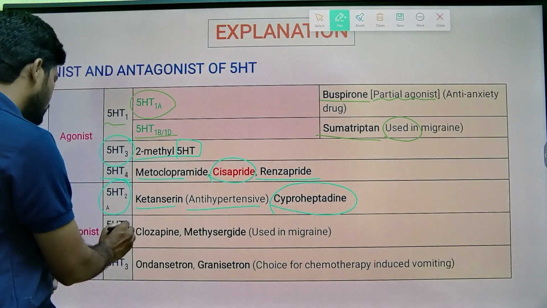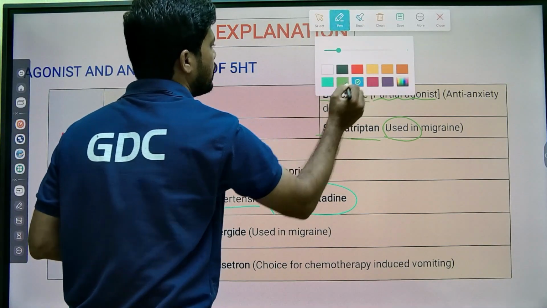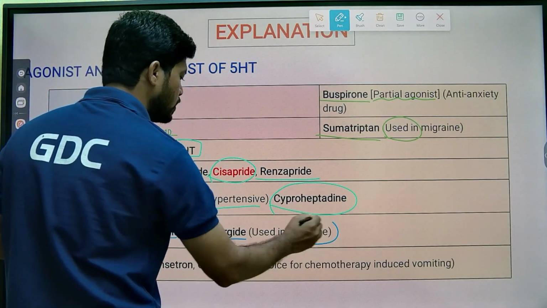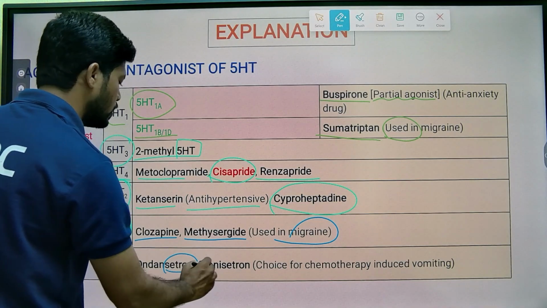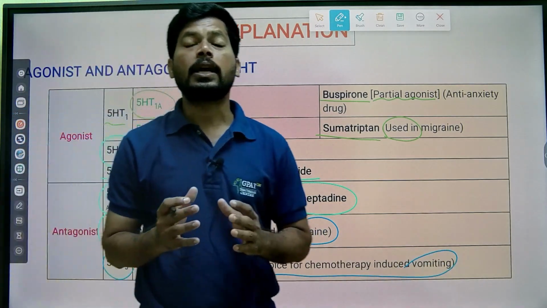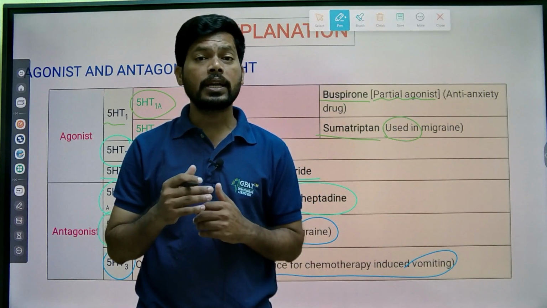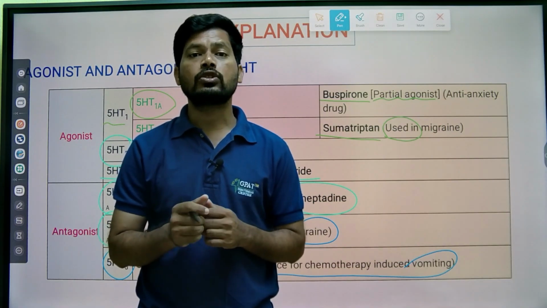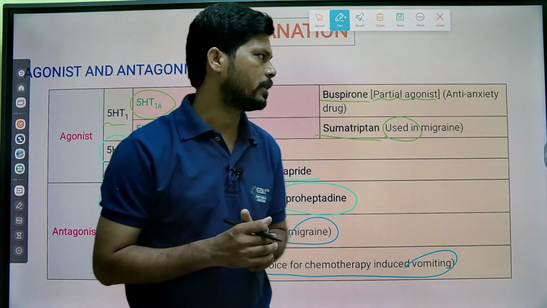And next, serotonin type 2A or 2C receptor antagonists. Examples are clozapine and methysergide, methysergide used in migraine. And serotonin type 3 receptor antagonists are all the setrons like ondansetron, granisetron, the choice for chemotherapy-induced vomiting. Serotonin type 3 receptors are present in the CTZ, chemoreceptor trigger zone. Triggering of this CTZ produces nausea and vomiting. So that's why blocking of serotonin type 3 receptors helps in the treatment of vomiting.